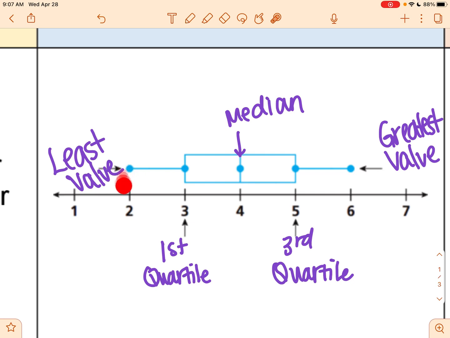You put a dot at your least value, so the least value in this set of data was 2, and then you put another dot at the greatest value, so the greatest value was 6. And then you find your median, your first quartile, and your third quartile. Our median was 4, so we put a dot. Our first quartile was 3, so we put a dot. And our third quartile was 5, so we put a dot. And then we make a box out of our interquartile range, so from first quartile through third quartile.